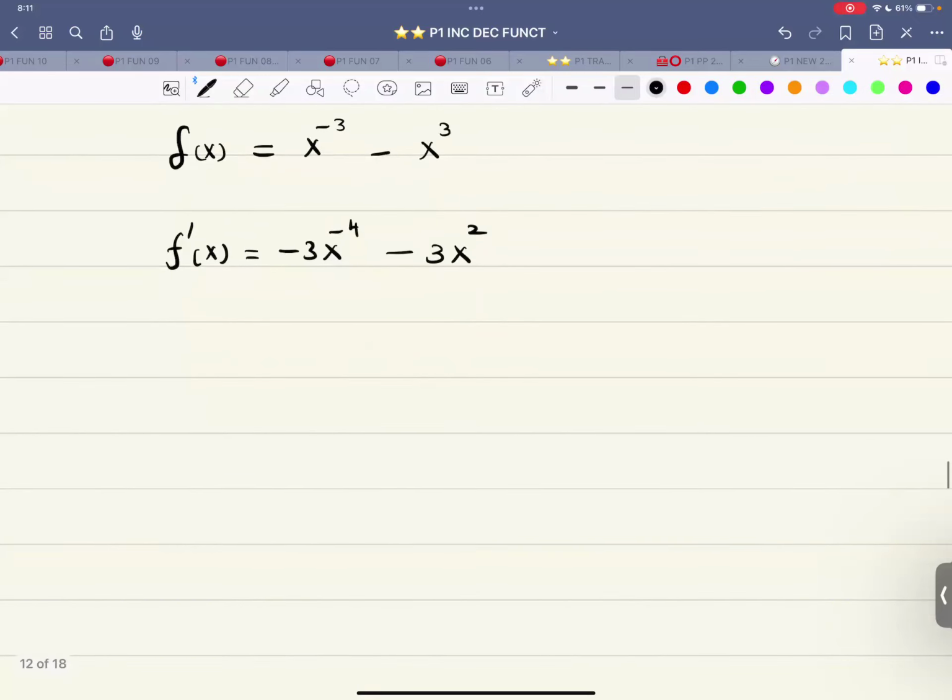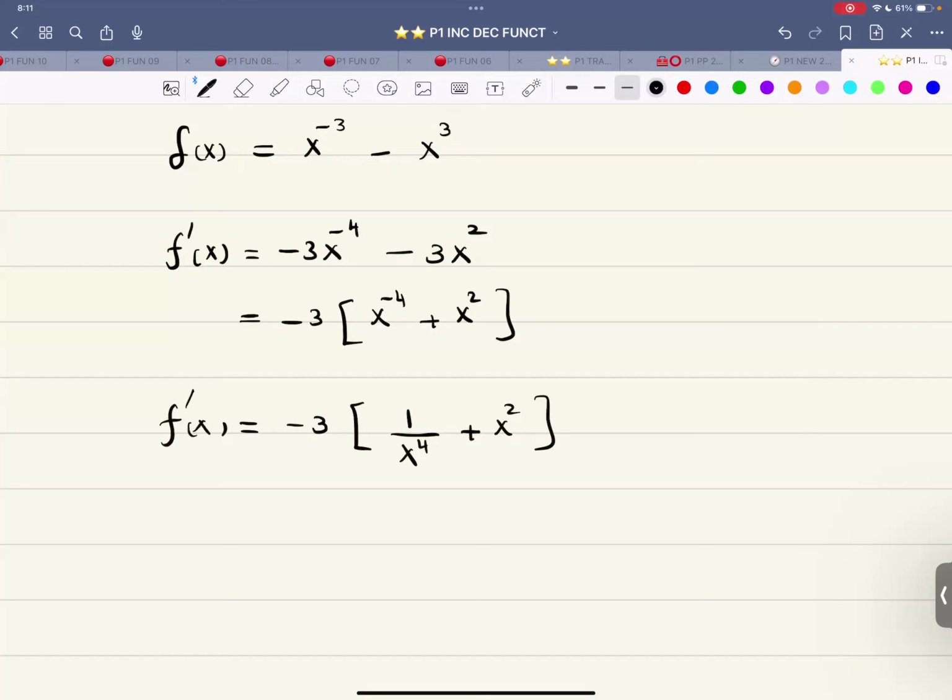All good, all clear? Now let me do some improvisation. Let me take -3 common out. This is x to the -4 and this is x squared. Let me write this thing as -3 common, and this is 1 over x to the power 4 and this is x squared. This is your f prime x and that is the format that is needed. It's right over here.